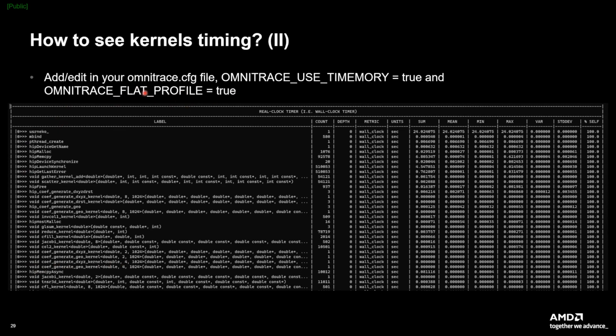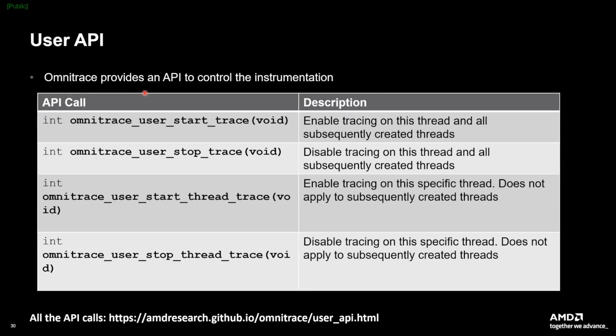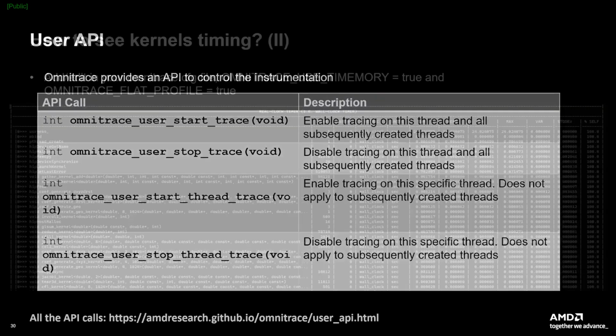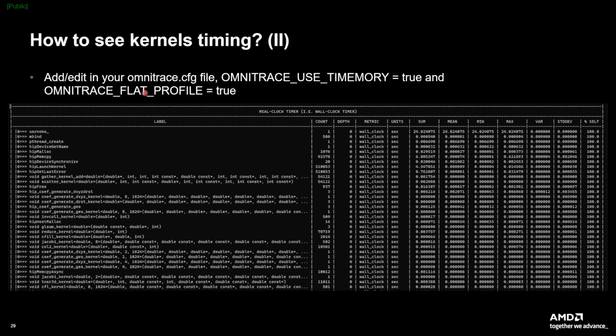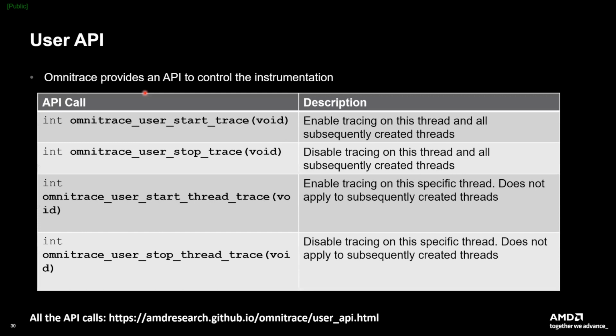As you can see, there's a lot of information, right? Sorry to go back, in the CFG file there are a lot of metrics, not metrics, but variables you can change. So this takes a bit of a learning curve. With the user API, I want to start and stop the trace at a specific moment, how to do it, for example. Or enable tracing on a specific thread, and not apply it to subsequently created threads. So you use start trace, stop trace, start thread trace, stop thread trace. And all the API calls are here.